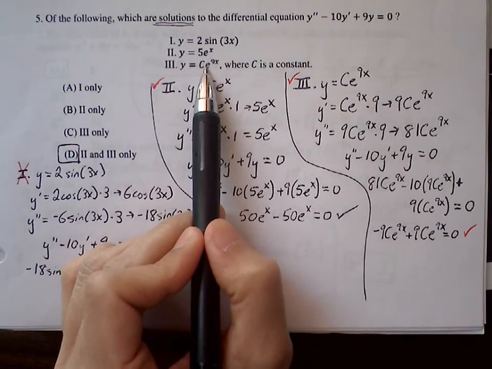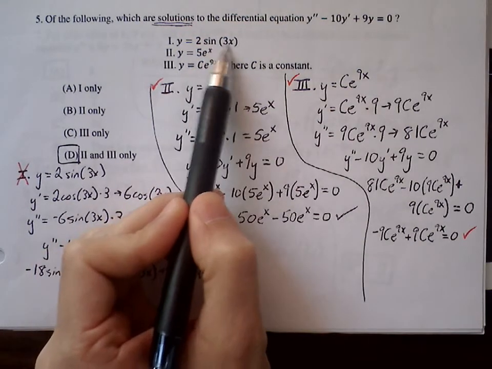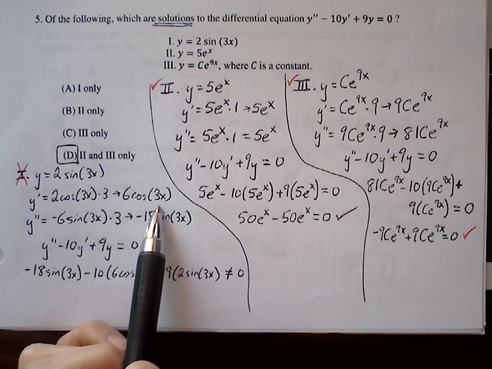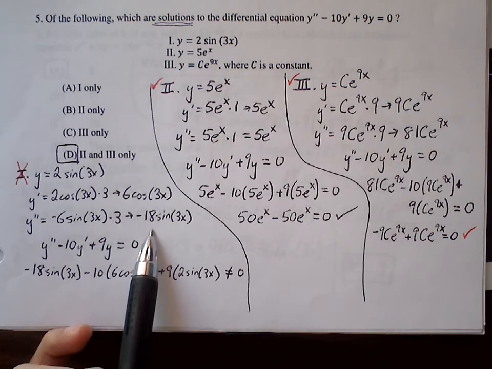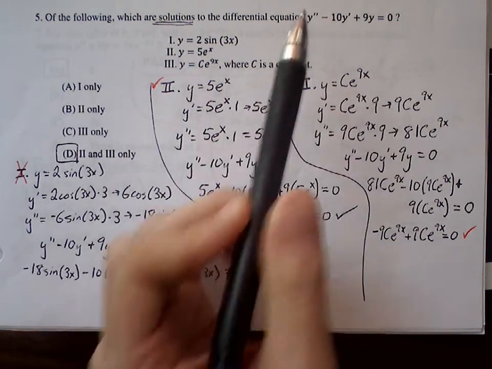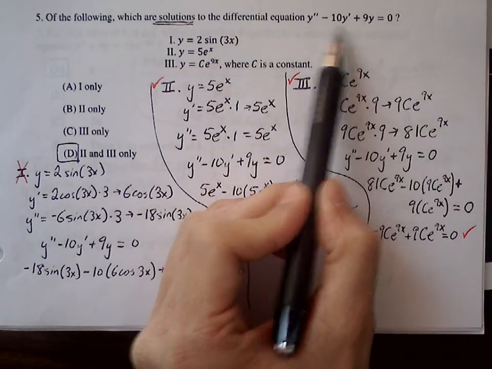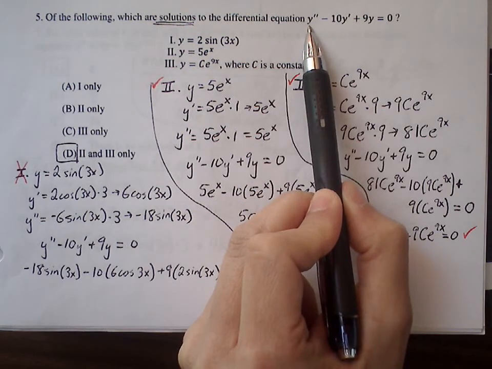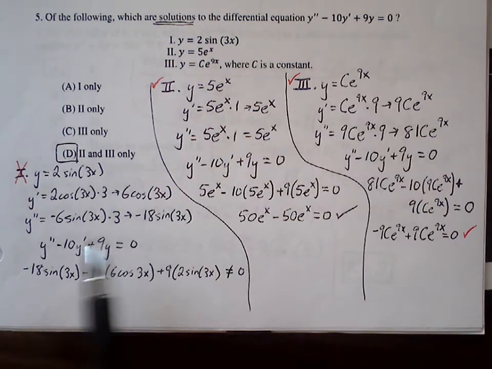So y prime for this term is just sine of u becomes cosine of u times u prime, cleans up to be 6 cosine 3x. Second derivative, cosine of u becomes negative sine u times u prime, which is negative 18 sine 3x. So now we have y prime and y double prime. We're going to plug both into the differential equation and see if that will give us a true statement. Y double prime gets replaced with the negative 18 sine 3x. Y prime here gets replaced with 6 cosine 3x.